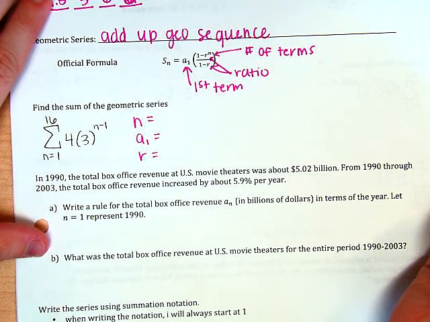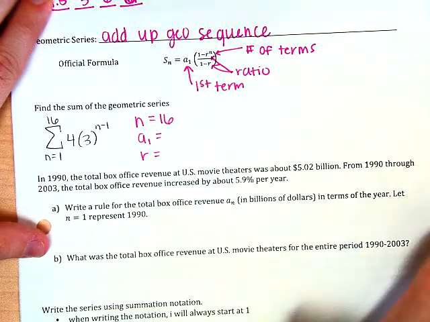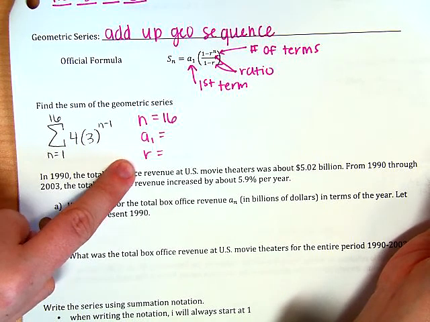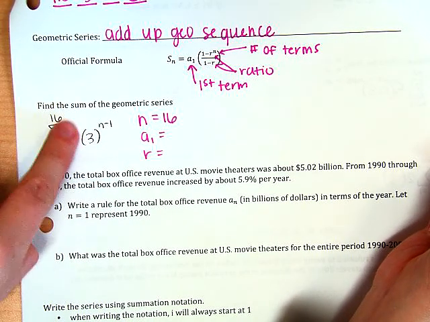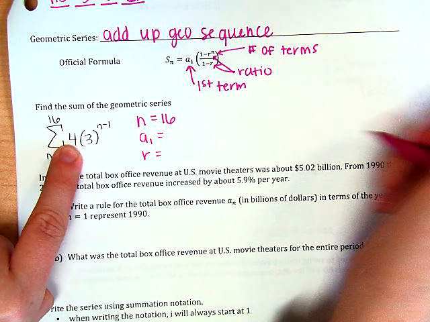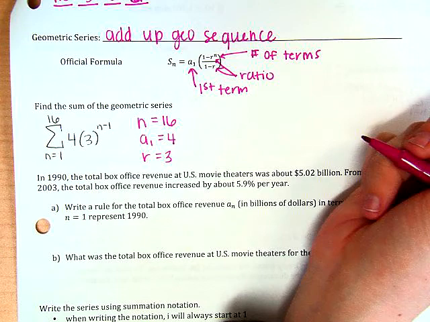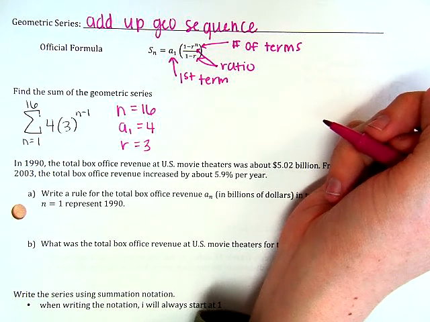To find these things is really easy. If I'm going from 1 to 16, I'm adding up 16 terms. My first term and my ratio is literally in my formula. My formula goes first term, ratio. So my first term is 4, my ratio 3. The trickiest part is plugging it into the calculator.